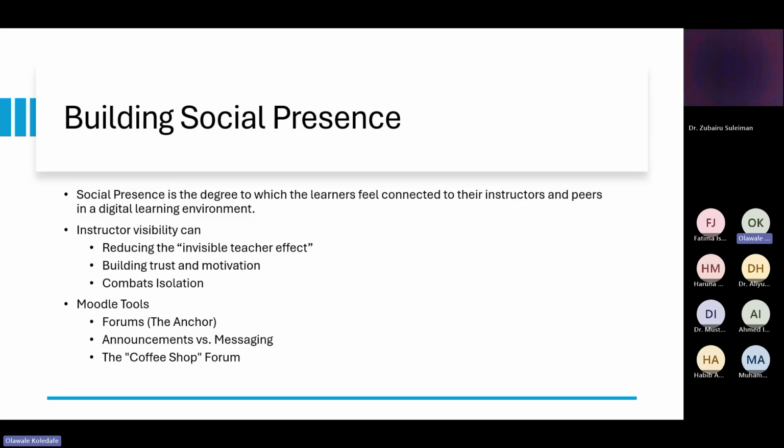Then it combats isolation a lot, because the students are always on their own, and it can give them a sense of isolation. And when isolation sets in, you will see students that are supposed to turn in their assignments failing to meet deadlines. They are not cooperating, they are not attending lectures, and that is the beginning of dropout. So building social presence can actually help us to navigate this.